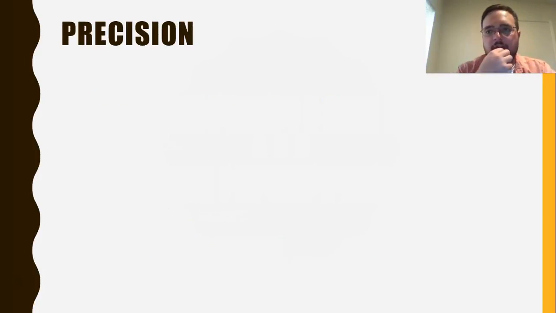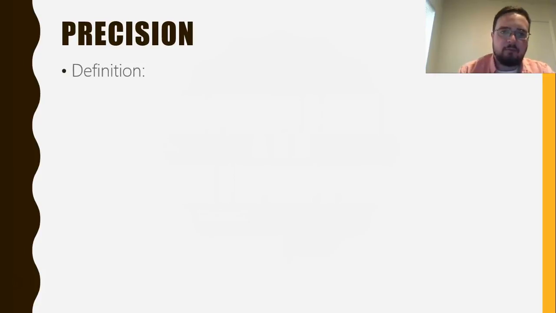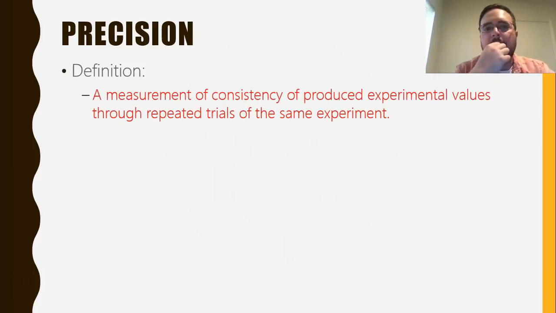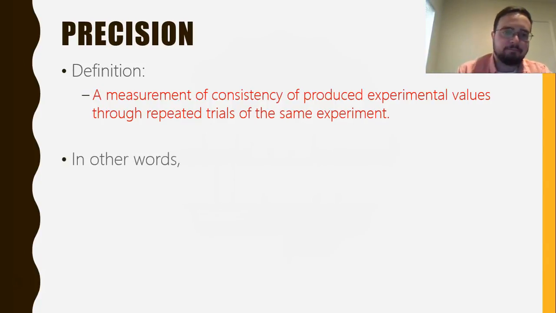Going into precision, precision is a little bit different. Its definition is the measurement of consistency of produced experimental values through repeated trials of the same experiment. So precision is, if we do 3 trials of an experiment, how close are each of those trial numbers together? Are they all like 50, or is there a 50 and a 35 and a 40, and so forth? We'll dive into more of what that means in just a second.